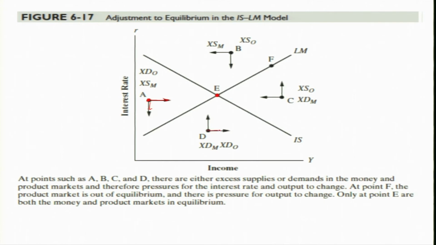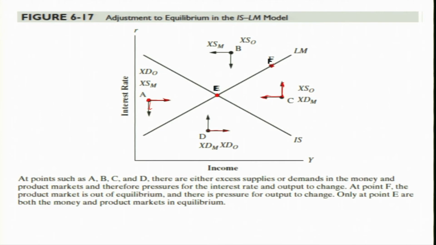Similarly, at any position you can apply the points we discussed in the previous two diagrams and say what the pressure is. For example, here there is upward pressure for the rate of interest to increase and income to decrease. So point F is not an equilibrium position. At point F the money market is in equilibrium, but the product market is not. The product market is out of equilibrium and there is pressure for output to change.